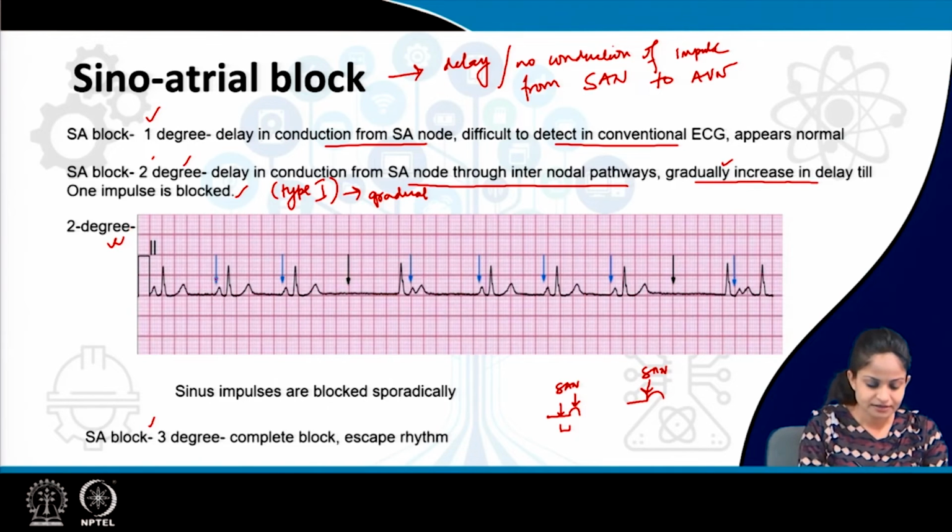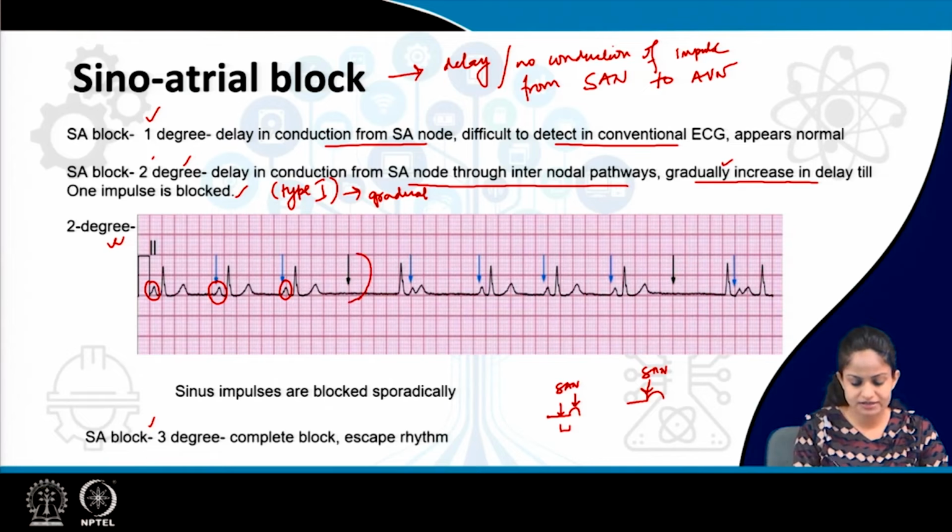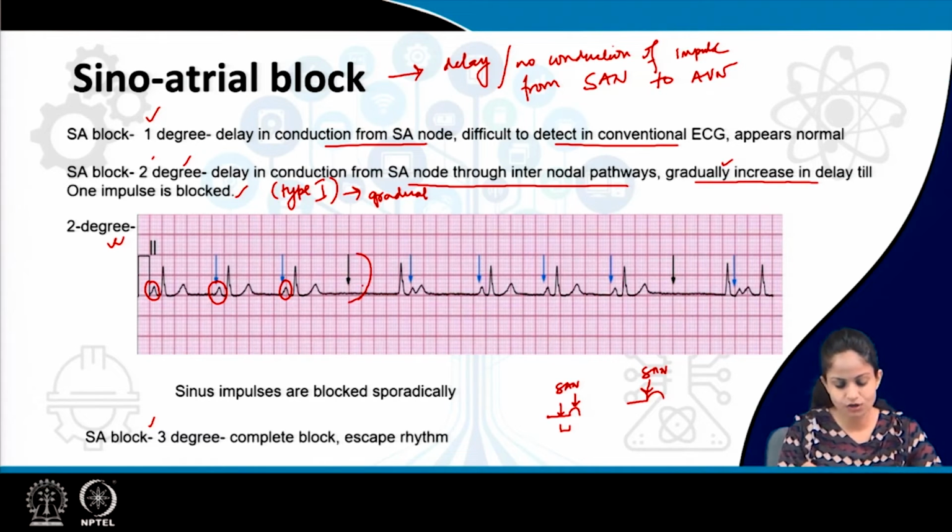Here we can see this is the P wave, this is the P wave, this is the P wave, but here we do not see any P wave or any rhythm or QRS complexes. So, again we see a P wave, here is a fusion, here again we see a P wave, again we see a P wave, but here again we have lost the impulse. So, this is the second degree block; the degree and the nomenclature are based on the number of P waves which you are getting and the number of blocks you are getting.